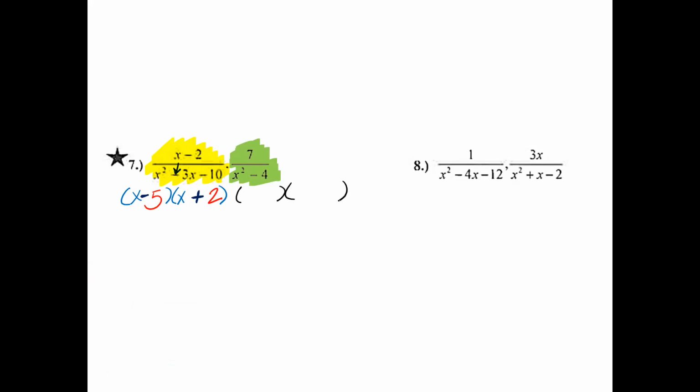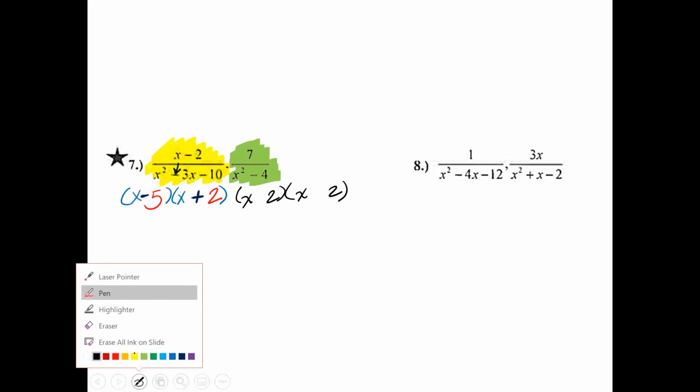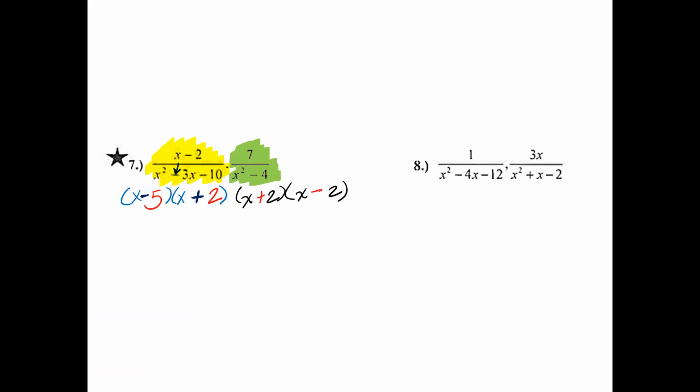Then for my x squared minus 4, that one is a special factorization. That's the one where you do the square root of 4, which gives you a 2. But then you have to put a plus and a minus, because there's no middle number, because positive 2 minus 2 cancels each other out.